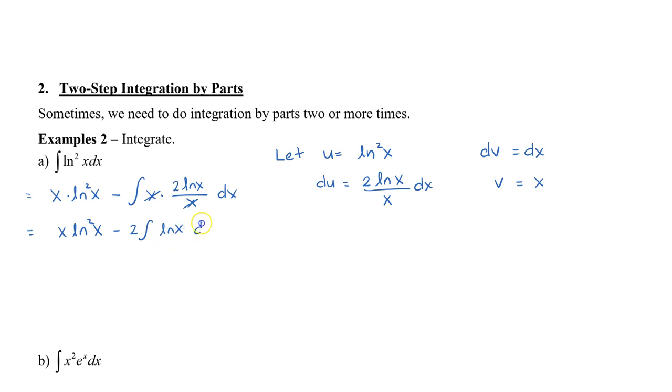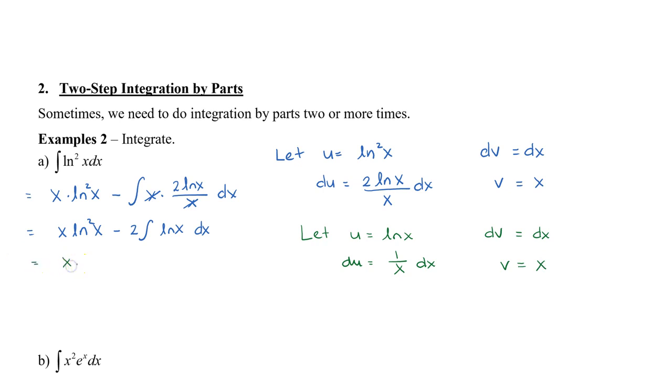So we don't know an integral for the natural log of x, but I'm going to show you we're going to have to integrate by parts again. So we're going to let a new u equal the natural log of x, and then dv equals dx. So the derivative of u is equal to 1 over x dx. The integral of dv is v equal to x again.